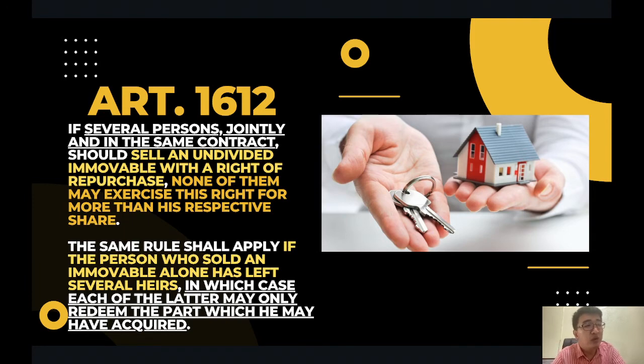X cannot redeem the whole property. He can only redeem the property with respect to his share as an heir. As a tagapagmana, as an heir. Yun lang ang pwede niyang i-redeem. Hindi niya pwedeng i-redeem yung buo. Kung gusto nilang i-redeem yung buo, all of them or XYZ should redeem the whole property. Why? Because just like as stated in the first paragraph, none of them may exercise the right for more than his respective share. Kumbaga, to each his own. To each share is his own share. Kumbaga ganun. That's Article 1612.